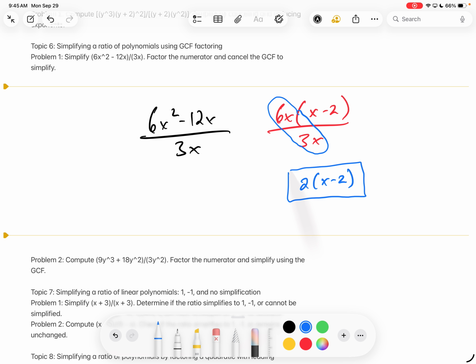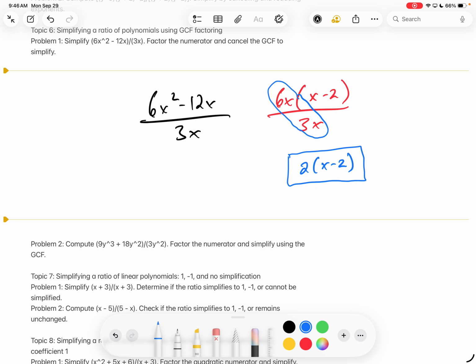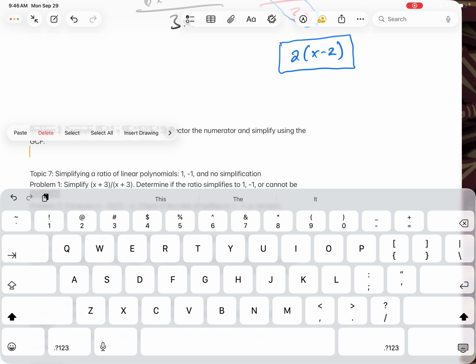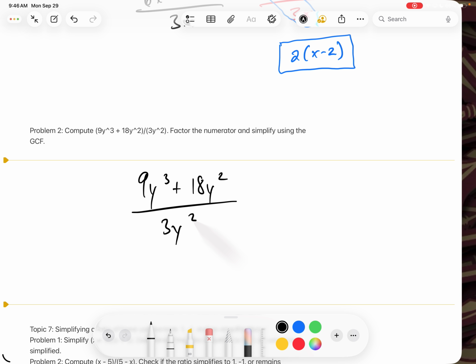Now, one of the weird things that happens with rational is that we do not have to distribute that back through. We can just leave our answers in factors because that's kind of the way we had it. But when you do these, you want to simplify the top and then simplify the bottom and then see if something cancels out. So on this one, I have 9y cubed plus 18y squared over 3y squared.